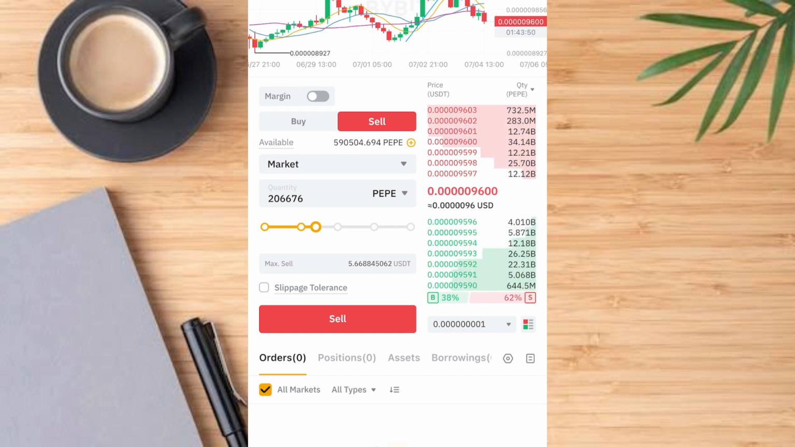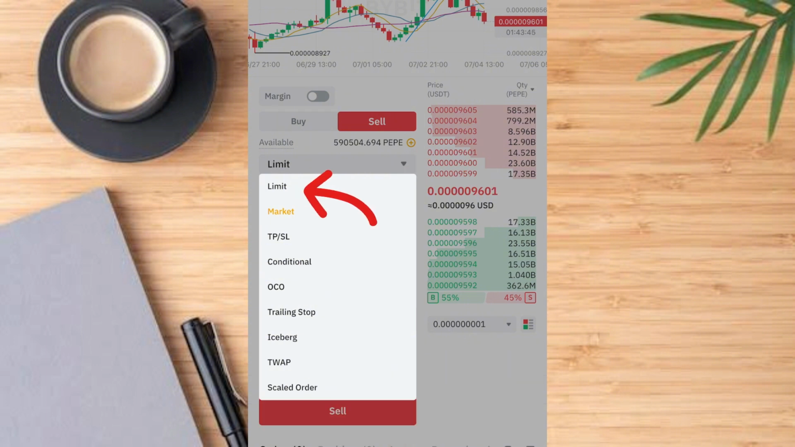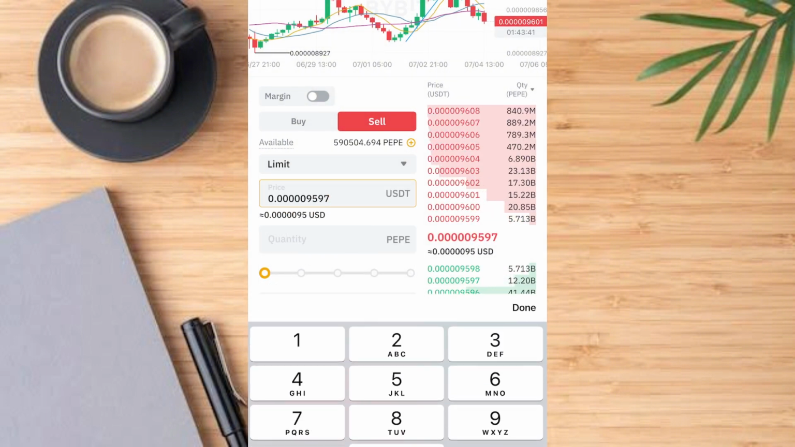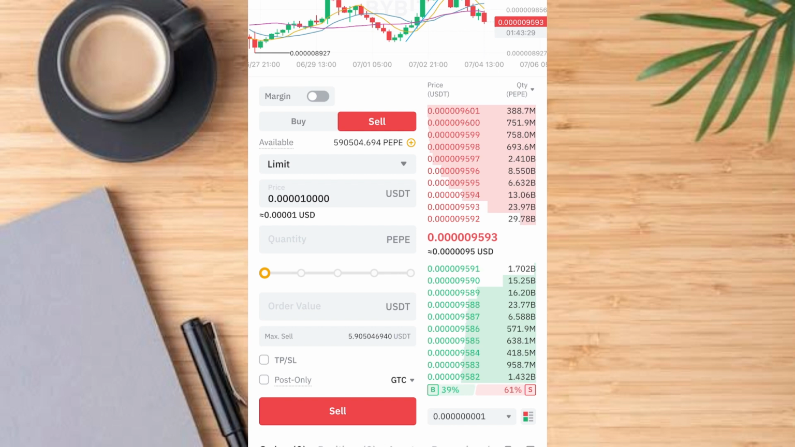Now if you want to sell on limit order, tap on the market button, then tap on limit, then manually enter the price you want to sell your token at into this place. Maybe I want it to go until I get 10 here. Let me put two highs like this. So now you tap on done. You now tap on this order, so it will now sell your token when the price rises to this level.